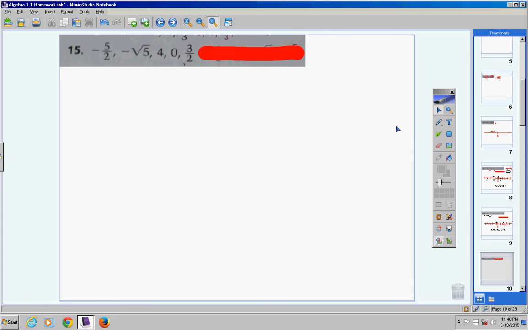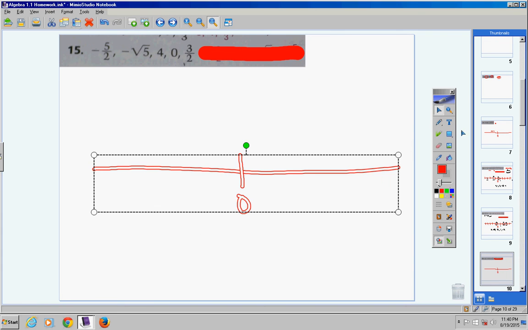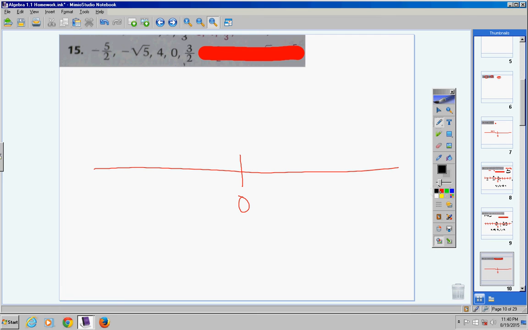And it looks good. Okay, moving on to number 15. Here we go. This would be negative 2.5. Square root of 5 would be 2.24 rounded, so negative 2.24. And 3 over 2 is 1.5.